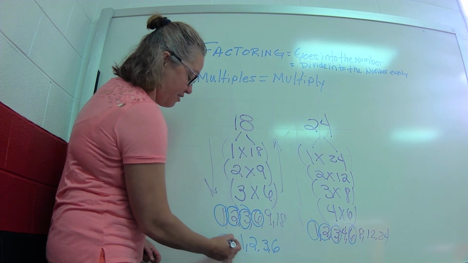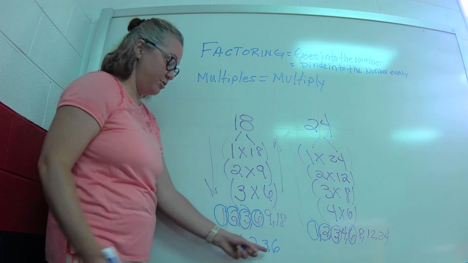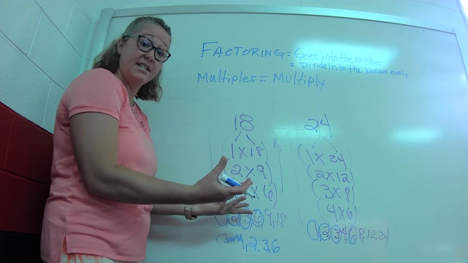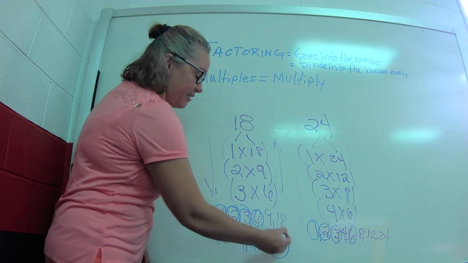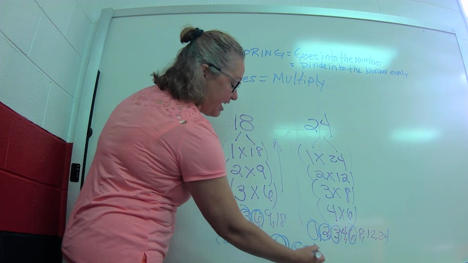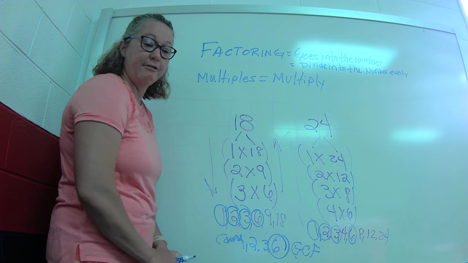These are all common. Of 1, 2, 3, and 6, which would be the greatest common factor? Which one is the greatest number that they have in common? Very good. 6. And you'll see that written as GCF, greatest common factor.